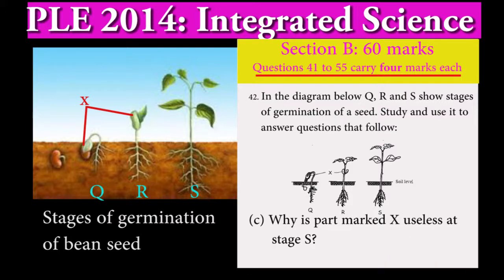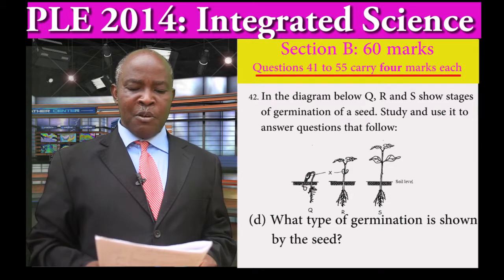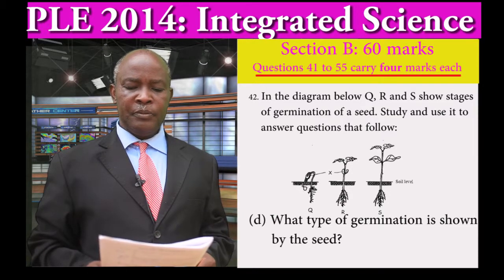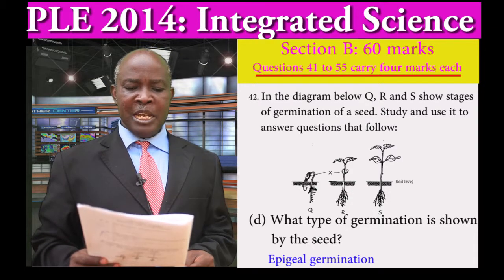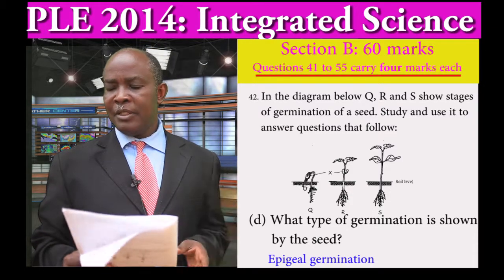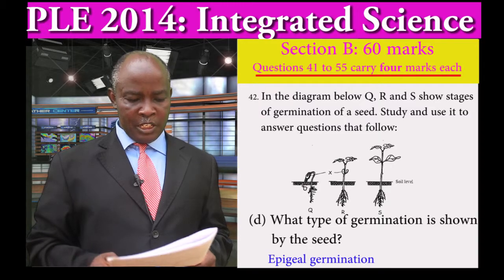C. Why is part marked X useless at stage S? At stage S, the food reserves in the cotyledon are used up. D. What type of germination is shown in the seed? Epigeal germination. In epigeal germination, the cotyledons are carried above the soil.